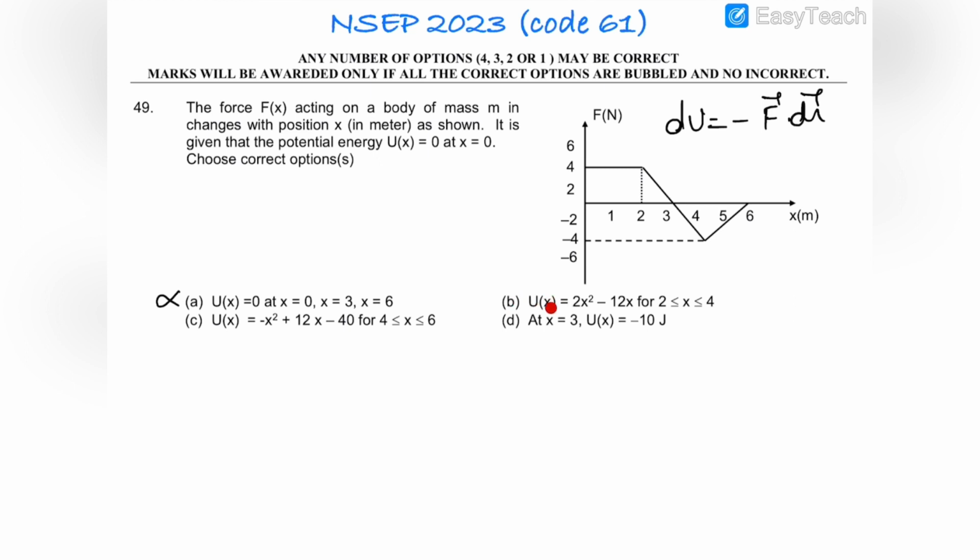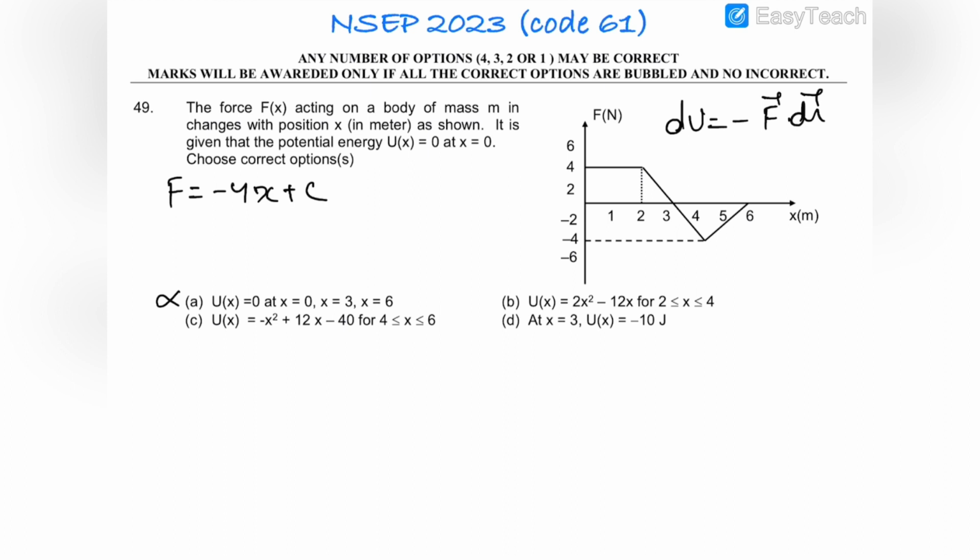Now we have to check the function of potential energy for x equal to 2 to 4. So we can see that for x equal to 2 to 4, F is a linear function of x, and the slope of this graph is minus 4. This is 4 upon 1, and the negative sign indicates that the line is going down.